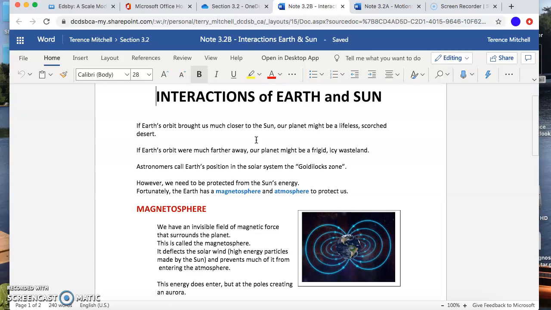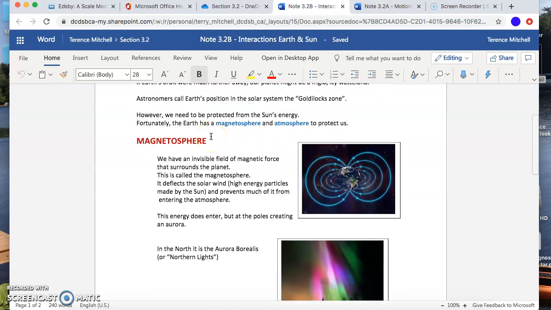And to protect ourselves from the sun's energy, we have something that all other planets don't have. We have an atmosphere. The atmosphere acts like a big blanket. It keeps us from getting too hot, and it keeps us from getting too cold. It contains oxygen as well that we can breathe in, and it's also like the Earth's sunscreen. So it contains ozone, and it helps block out the sun's UV rays.